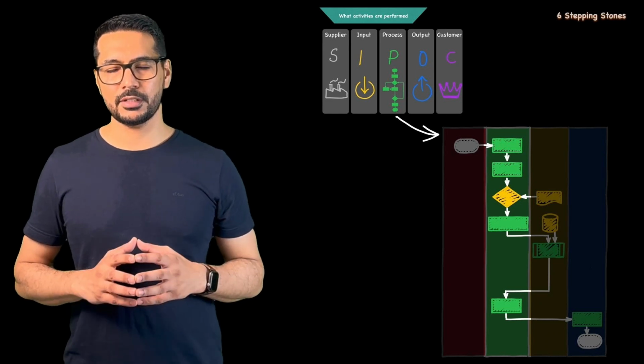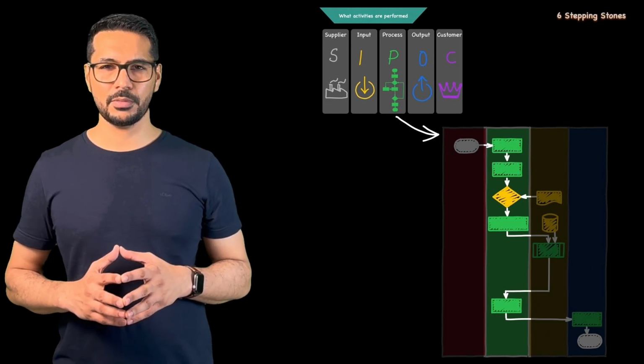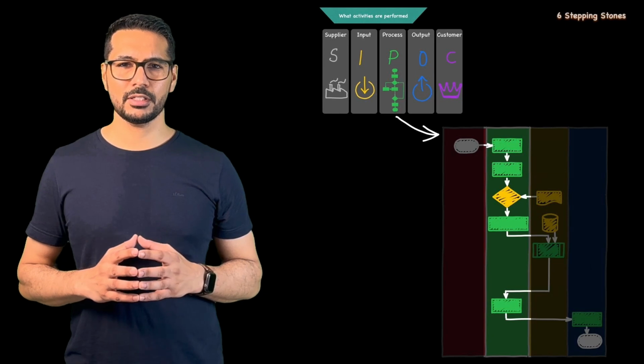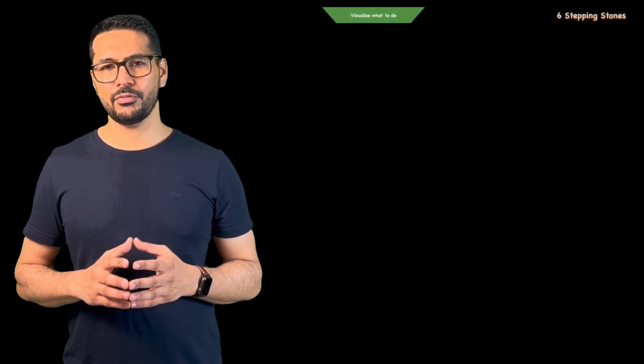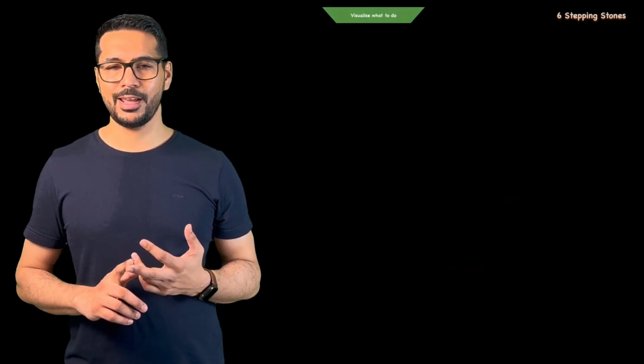The third stepping stone for visual management implementation is to visualize what to do. This includes what to do, when to do it, and in which sequence it is to be done. So how can we visualize these things? Depending upon the area, there are different ways of visualization. Here are a few examples.